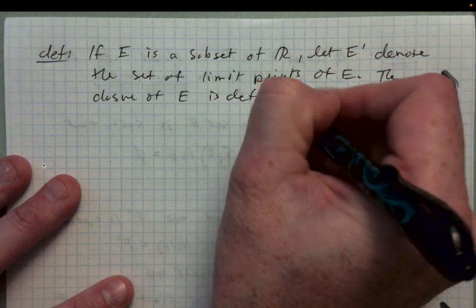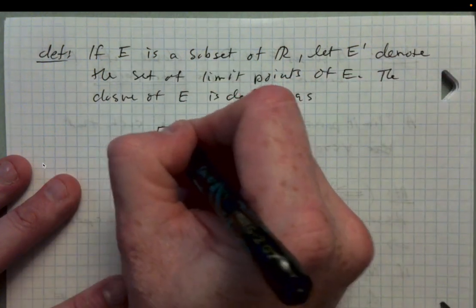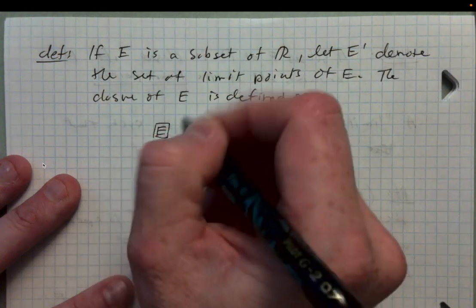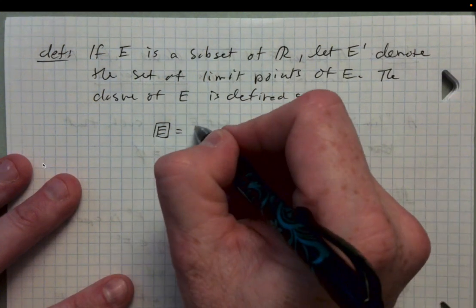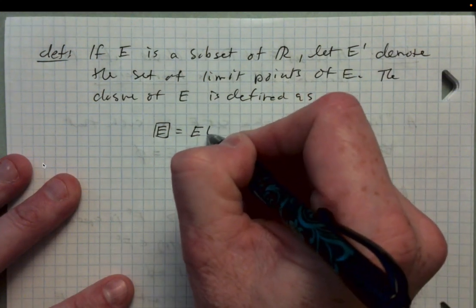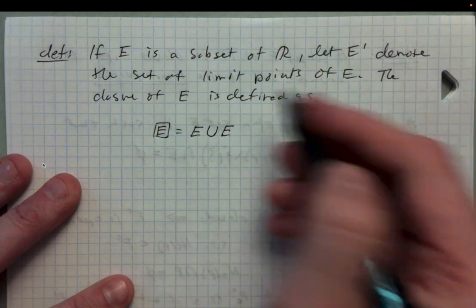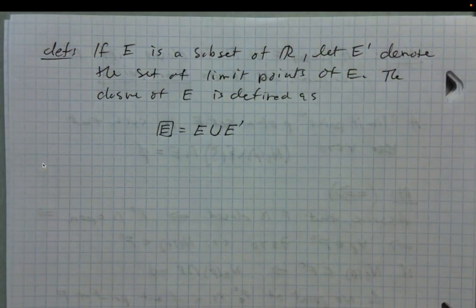Then the closure of E is defined as, and there are different ways to notate this. Sometimes people just do E bar, sometimes they do E with a square around it. I'm going to go with that one. This is more fun to write. E closure, the closure of E, is equal to E itself together with its set of limit points. So E is the subset itself. Now there may be some limit points that are outside of E, and we can build E prime on E and that set of limit points. And so E together with its limit points defines the closure of E.